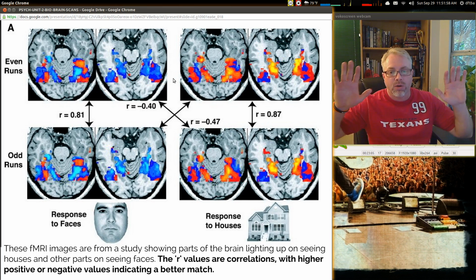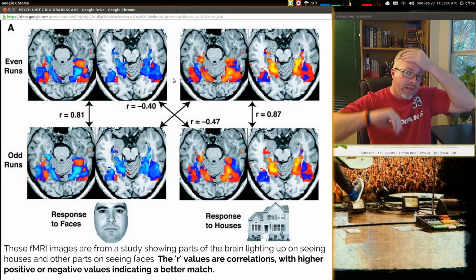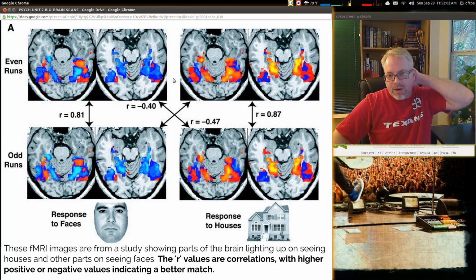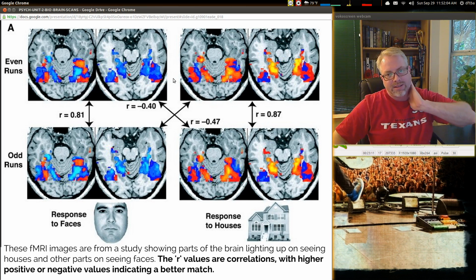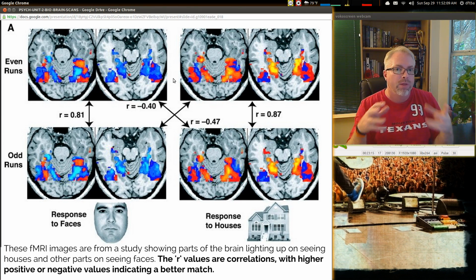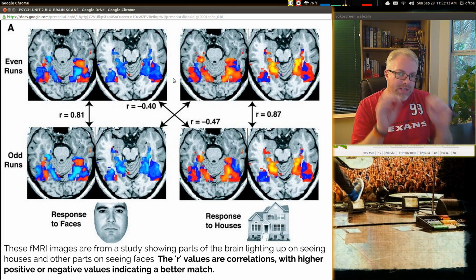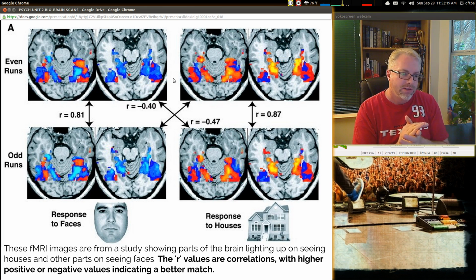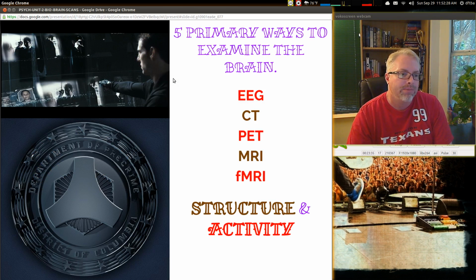Here's the really cool part, and I think we've mentioned this in another video: for pretty much every person that gets tested, they have similar areas of the brain lighting up. We're thinking about what a house is and where people's faces are in the same spots in our brain. The average person would definitely do that. So these R values are the correlations. The higher positive or negative values indicate a better match. And you can see where the matches are, and it matches what we've been talking about.